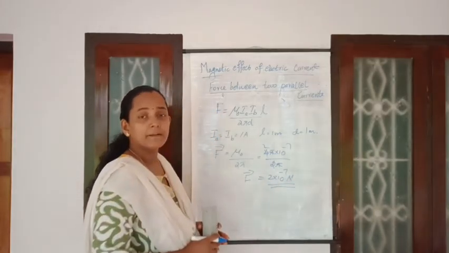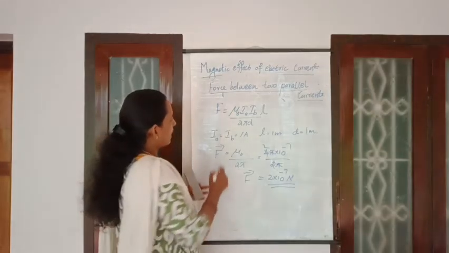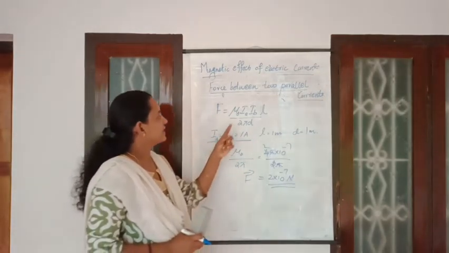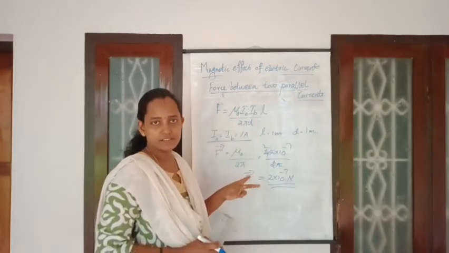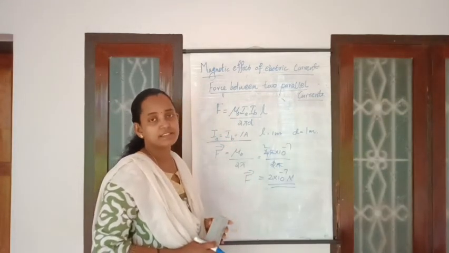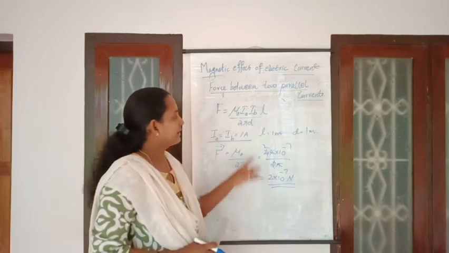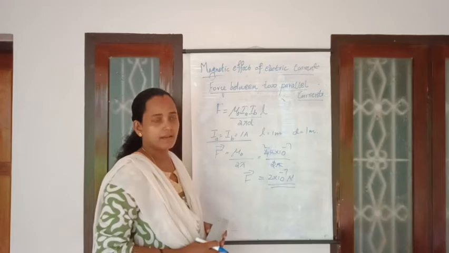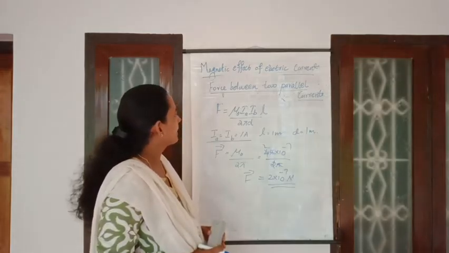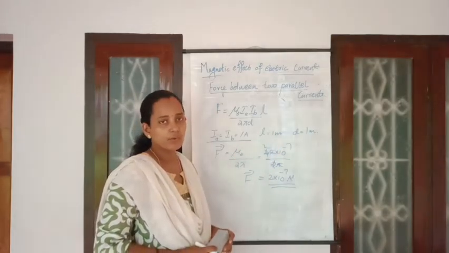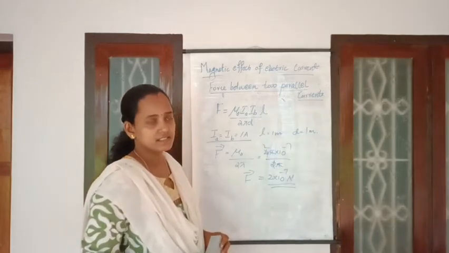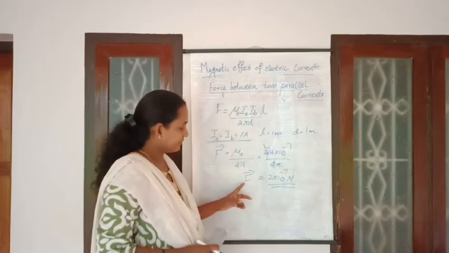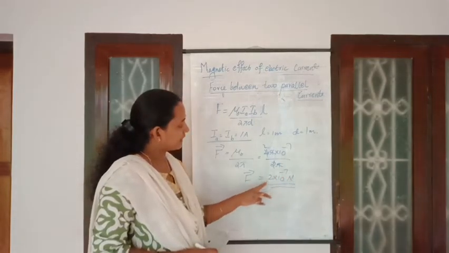What is its meaning? How can you define 1 ampere? Here we consider two current-carrying conductors, with an amount of current, how much is passing, 1 ampere, passing, and they are kept at a distance of how much? 1 meter distance. And length also we considered as unit.